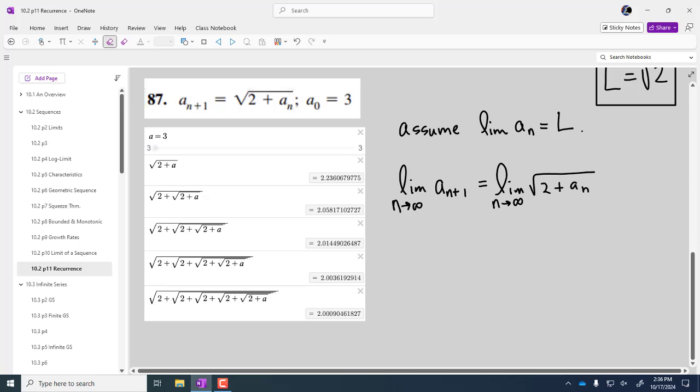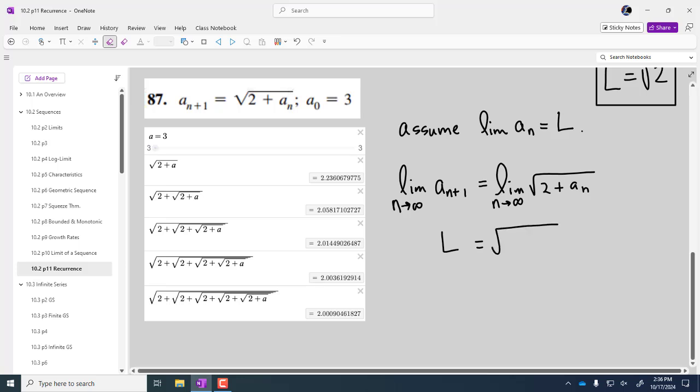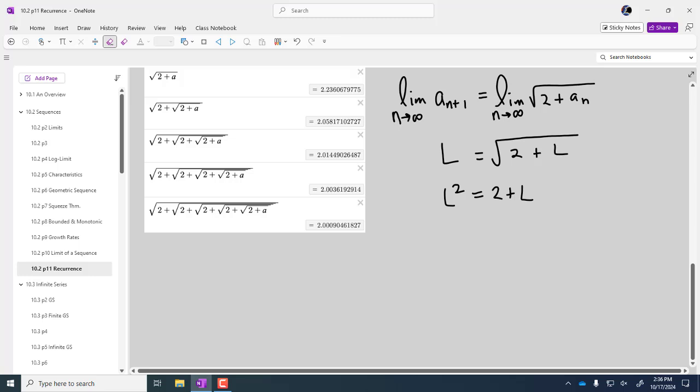So on the left, the limit of that sequence, that's L. On the right, here comes some superpowers from the limit. The square root function's continuous, so we can go right through the square root. You get that. The limit of a sub n is L. Square both sides. Subtract and factor.